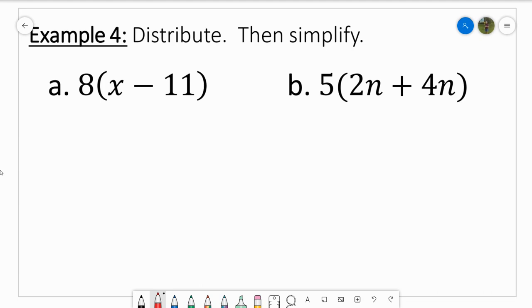All right, let's do example 4. Go ahead and pause the video and try these both on your own. When you unpause it, I'm going to put the answers up here and you can check to see if you got it right.